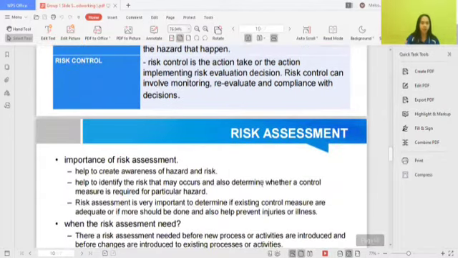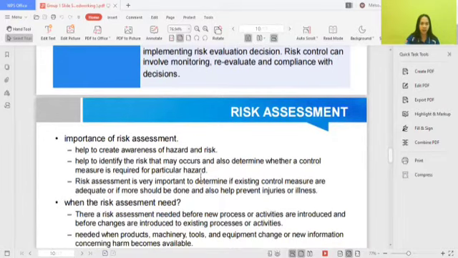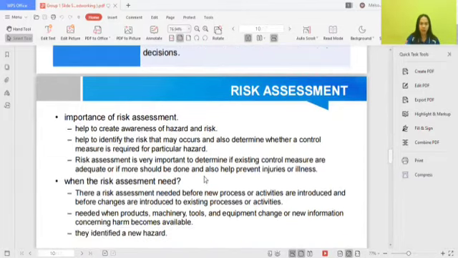And we can talk about the importance of risk assessment. Risk assessment can help to create awareness of hazards and risks, and can help to identify the hazards that may cause harm, and also determine whether a control measure is required for a particular hazard. Risk assessment is very important to determine whether existing control measures are adequate or more should be done, and also to prevent injury or illness.